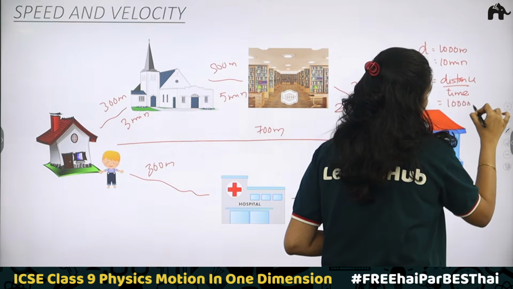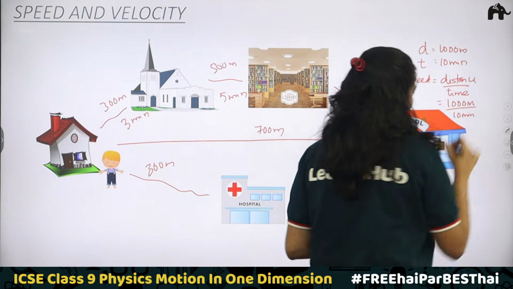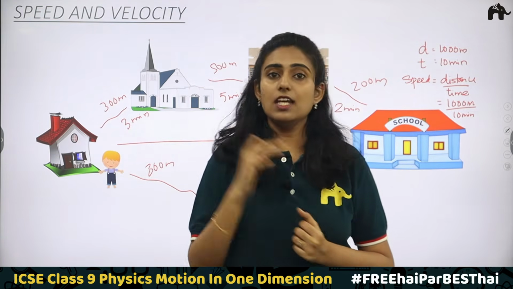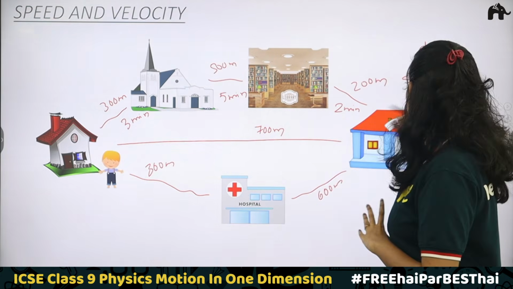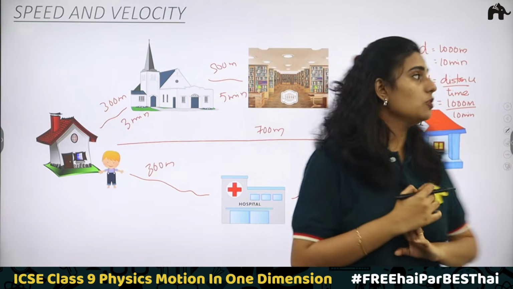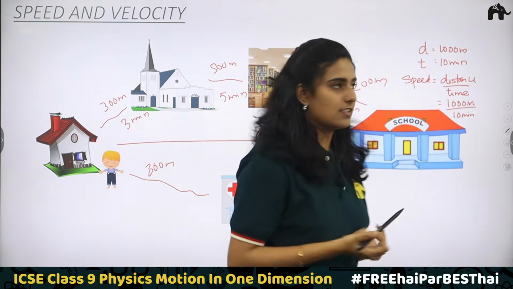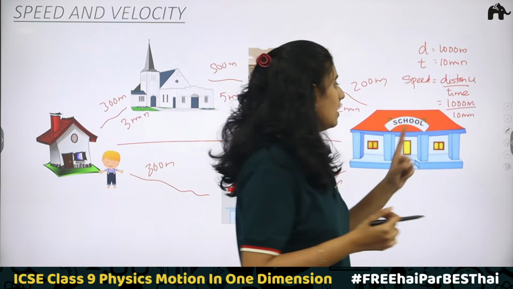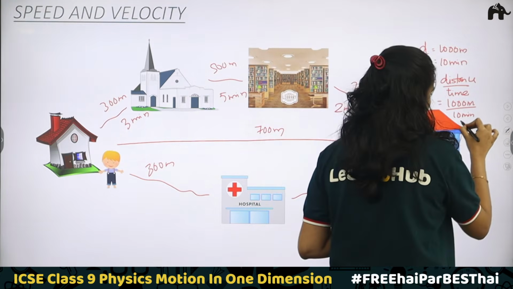Now we have to remember one important point. When you are taking length or distances in kilometers, then the time should be in hours. And if you are taking the distance or length in meters, then the time should be in seconds. So you have to convert this 10 minutes first to seconds. What is 10 minutes in seconds? We know 1 minute is equal to 60 seconds. Therefore 10 minutes will be equal to 10 into 60, which is 600 seconds.